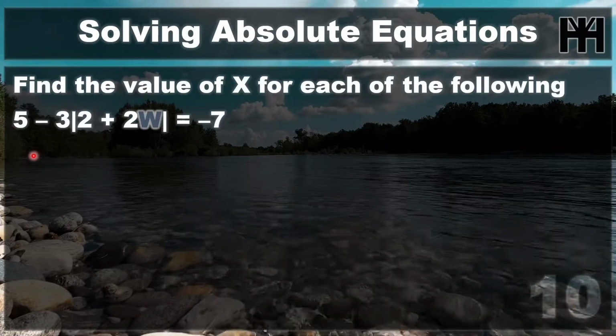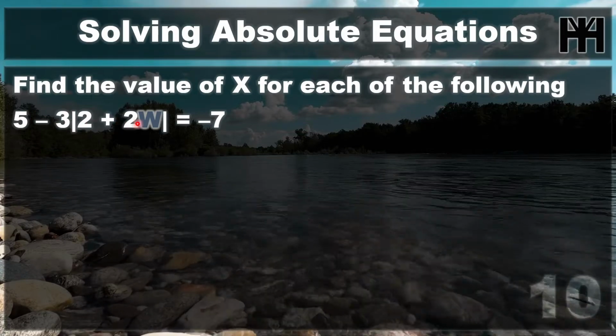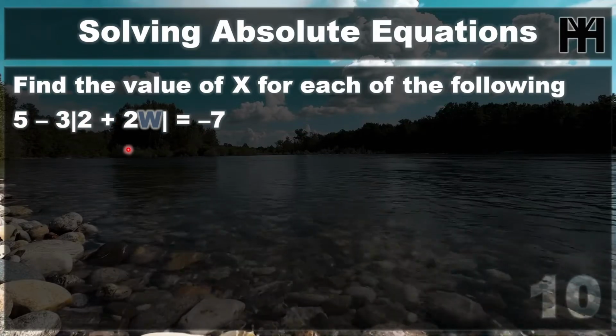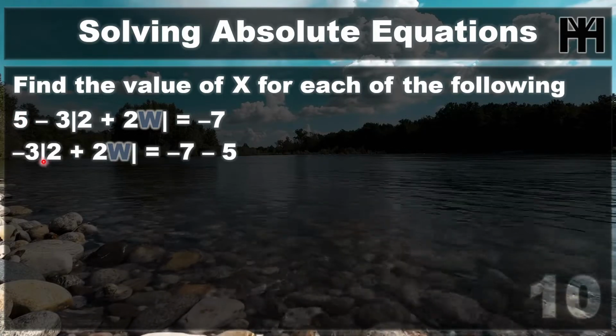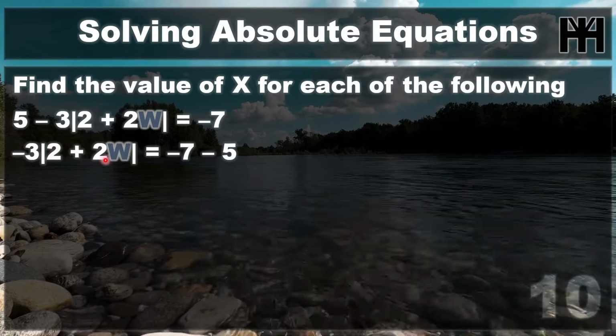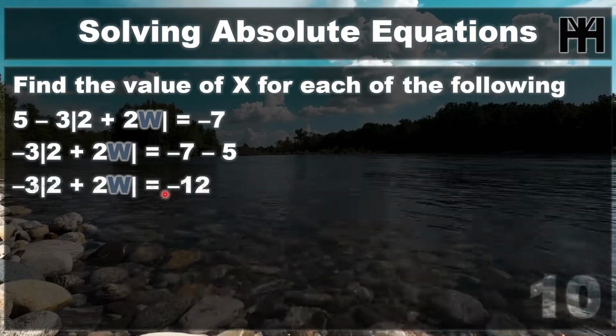Okay, let's say we have 5 minus 3 times the absolute value of 2 plus 2w equal to -7. So first, we'll send the 5 here to the other side. So it's -3 times the absolute value of 2 plus 2w equal to -7 minus 5. Then it will be -12.